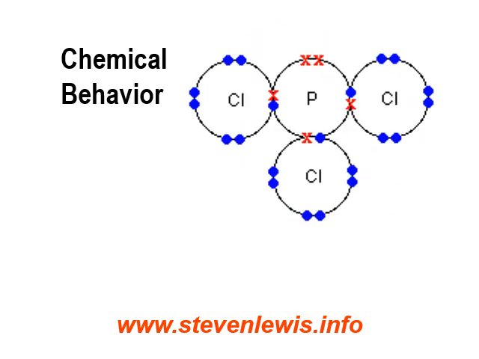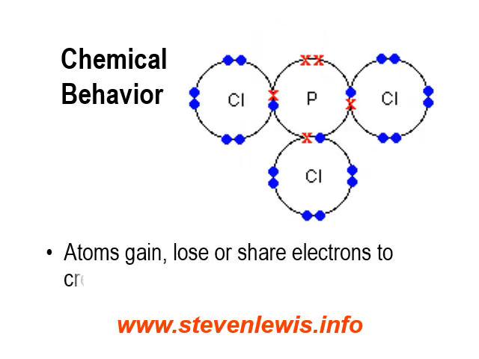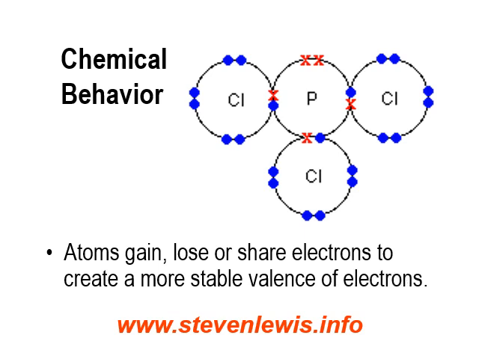Phosphorus is short 3 electrons in its valence shell, and chlorine is short 1. By sharing a pair of electrons with 3 chlorine atoms, phosphorus can complete its outer shell of electrons. Meanwhile, each chlorine atom picks up from phosphorus the electron it's missing from its valence shell. The result is a more stable compound, phosphorus trichloride. This reaction illustrates the general rule that atoms will gain, lose, or share electrons to create a more stable valence shell of electrons.